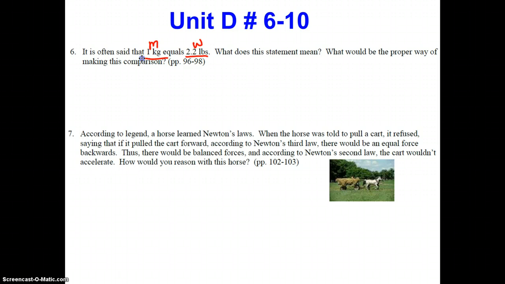So the proper way to make this comparison would be to say that 1 kilogram weighs 2.2 pounds. Okay? And then you can make that comparison appropriately there. We're really going to work hard in the course to make sure we're not confusing the difference between weight and mass, and to use the proper words when we say one and not mean the other. Okay? All right, next question here.